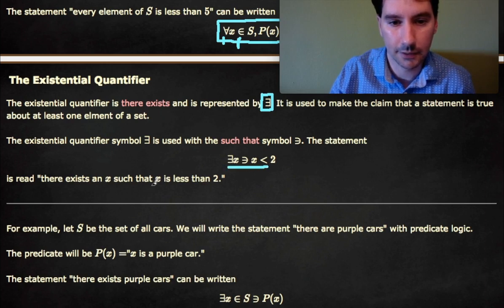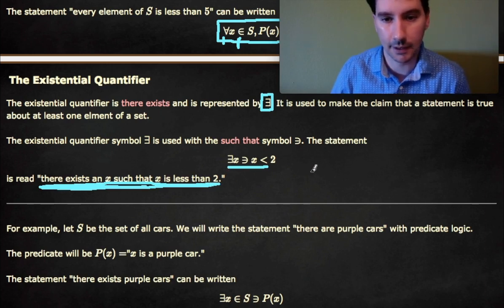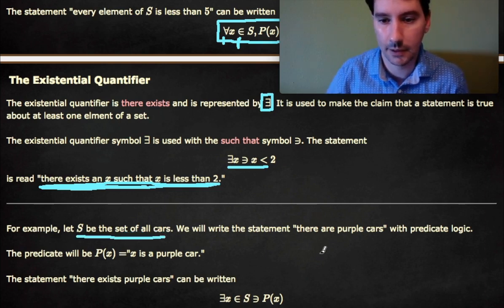And as I read this, you heard me saying this statement. So that's the English statement represented by this statement in symbols: there exists an x such that x is less than 2. So we could say S is the set of all cars, for example, and write the statement "there are purple cars" with predicate logic.